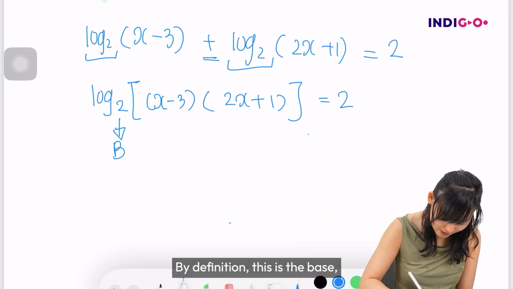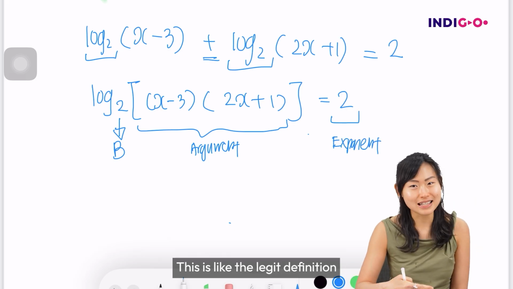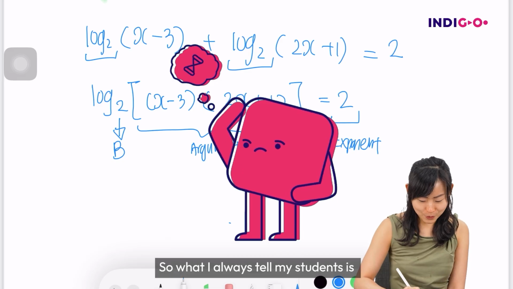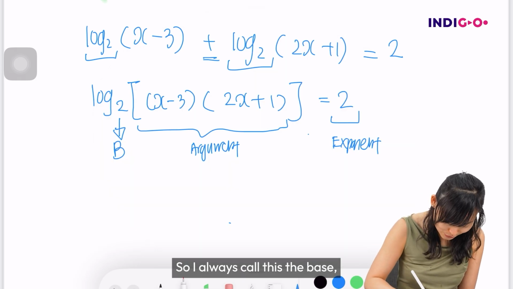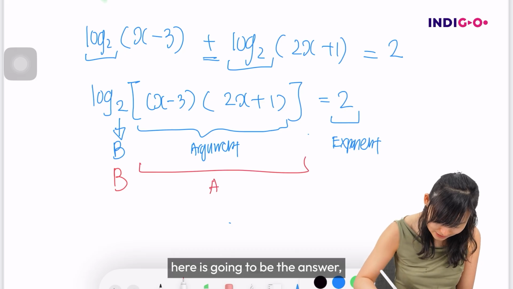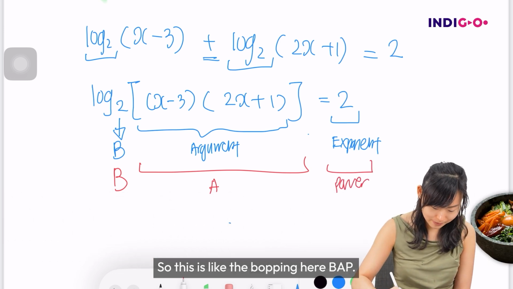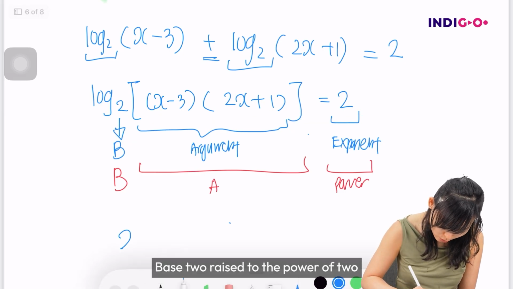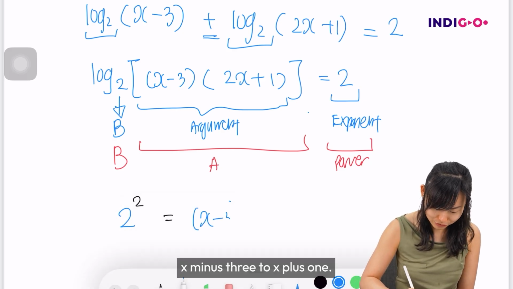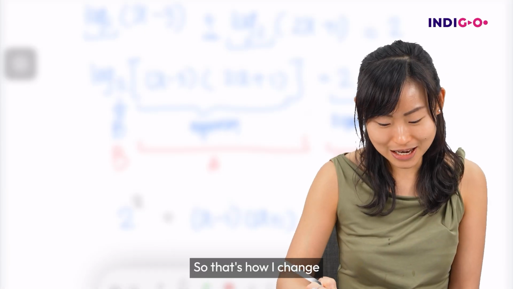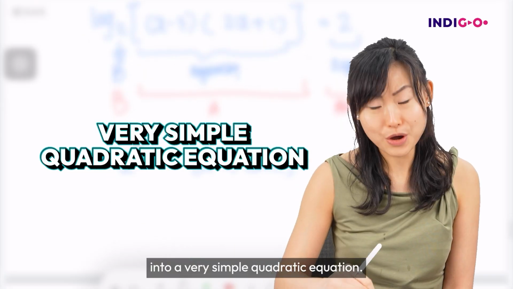By definition, this is the base, here is your argument, and this one here is the exponent. This is the legit definition, but it's a bit hard to remember. So what I always tell my students is, remember the Korean dish bibimbap, the BAP. I always call these the base, here is going to be the answer, and the 2 is the power. So this is like the bopping here, BAP. I'll show you how I do it. Base 2 raised to the power of 2 will give me my answer of (x minus 3)(2x plus 1). So that's how I change a really complicated looking logarithmic equation into a very simple quadratic equation.